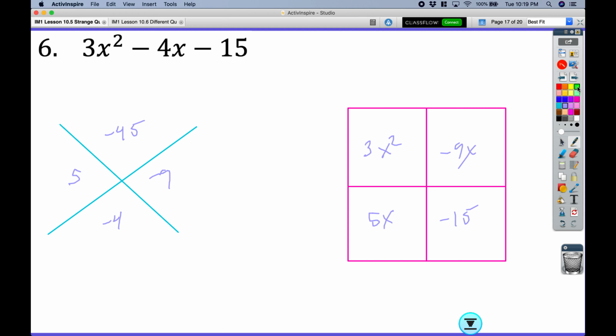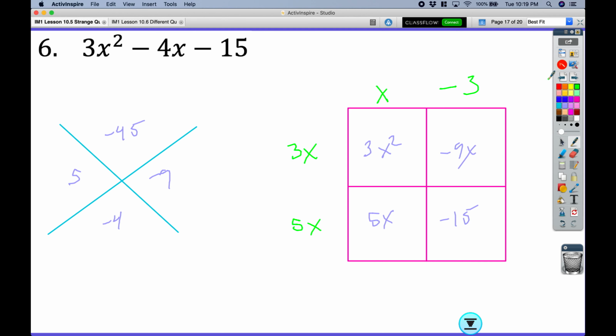So let's go ahead and pull out some values here. Here I'd pull out a 3x. Remember, it's the positive because x squared takes precedence over x. Then on this row, I can take out a 5x. Then coming on up here, I can take out an x. And over here, I would take out a -3.